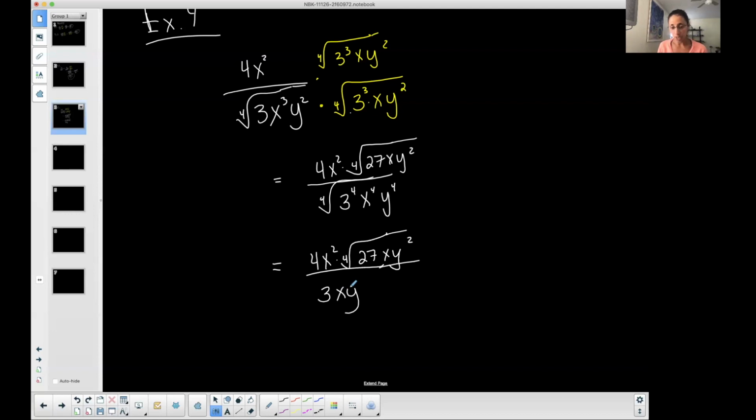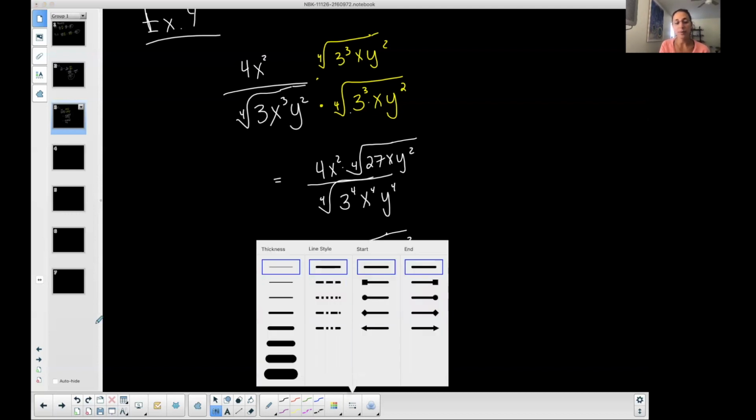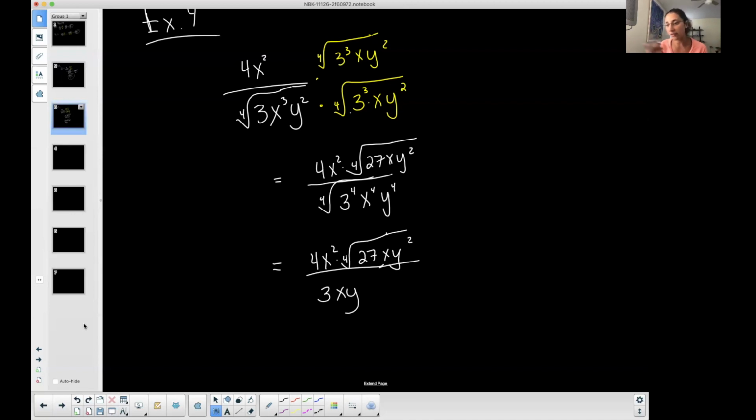Now, I did what I needed to do. I have no more radical in the bottom, but I have to make sure that nothing simplifies. I can't cancel anything, right? I have to always represent my final answer in simplified form every time. So what I'm looking for is something to cancel in the numerator that has something in common with the denominator that is either both outside of a radical or both inside a radical. So looking at this, because this is multiplication, I'm allowed to cancel. 4 and 3 have nothing in common. Nothing's going to cancel there.